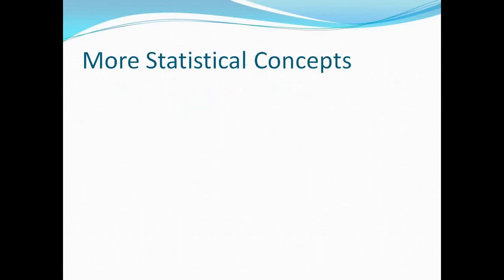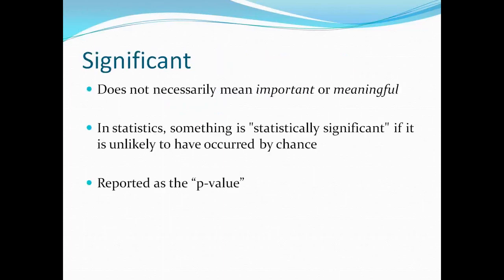In a couple minutes, I'm going to review some actual studies. But I wanted to mention a few more statistical concepts that are important in understanding research. You may hear the term statistically significant in research, and in research, significant doesn't necessarily mean important or meaningful as it does in everyday speech. In statistics, a result is called statistically significant if it's unlikely to have occurred by chance, meaning if it's not random. The significance level is reported as the p-value.